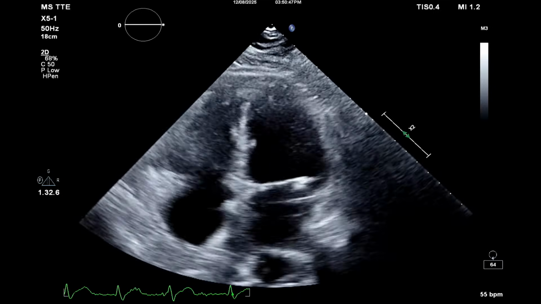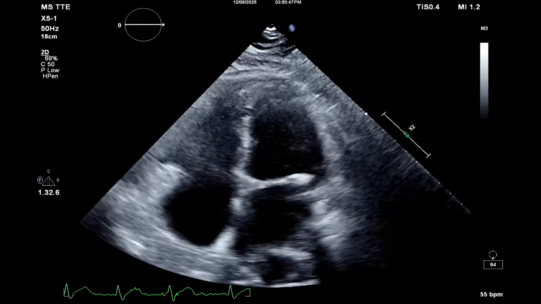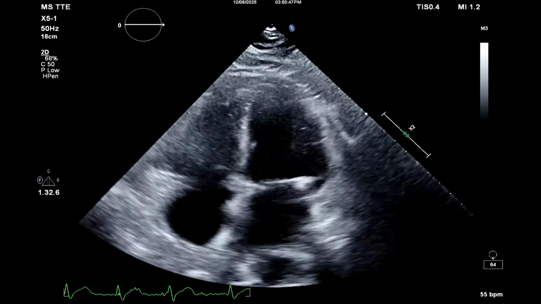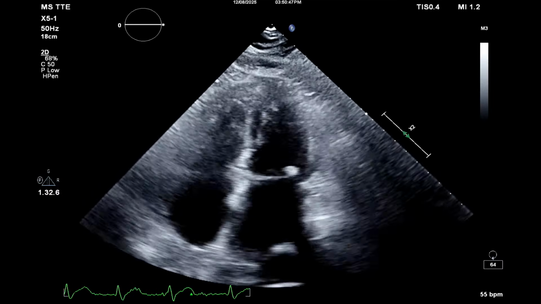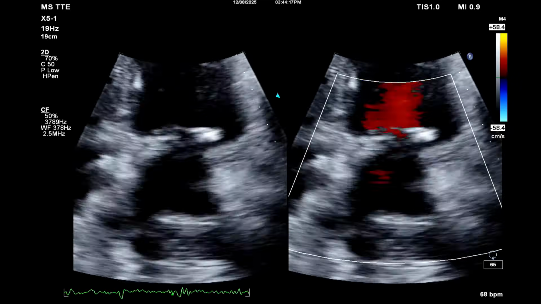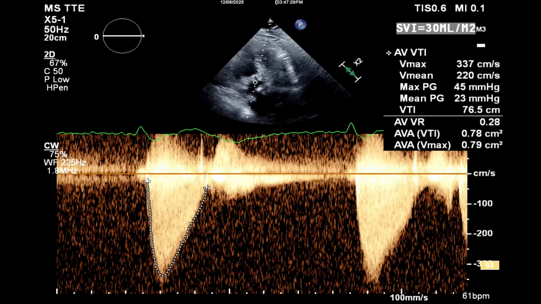4-chamber view, apical view, normal LV function, mitral calcification, mild dilated RV because of her COPD, but mild decreased RV function, no pericardial effusion, not much mitral regurgitation. As you can see here, the maximum velocity we got from every angle is almost 3.4, maximum gradient 45, mean gradient 23, aortic valve area by both VTI and velocity is 0.78.